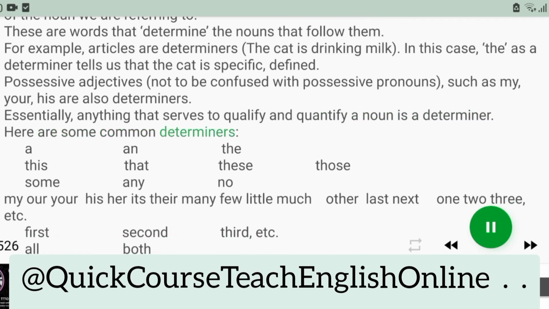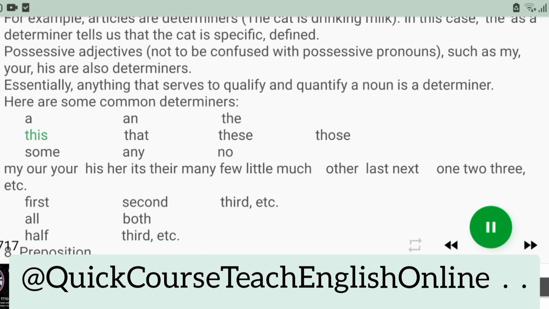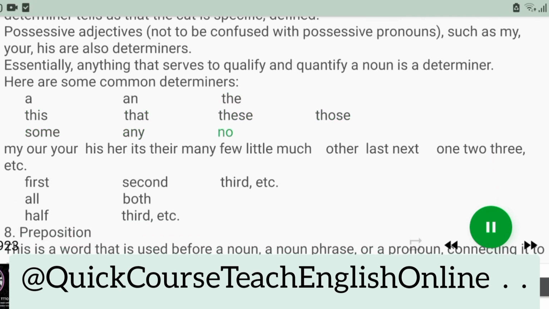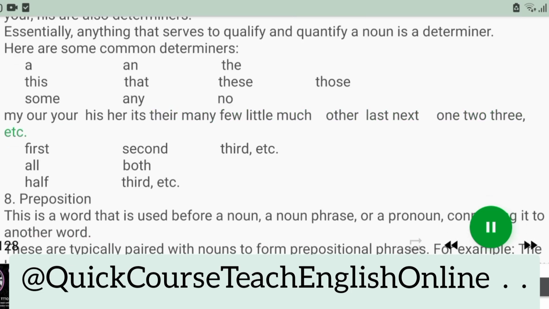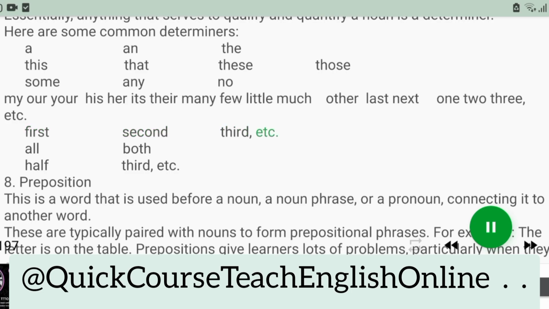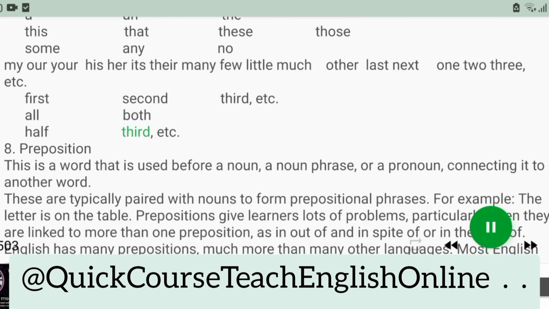Here are some common determiners. A and the. This, that, these, those. Some, any, no. My, our, your, his, her, its, their, many, few, little, much, other, last, next, one, two, three, etc. First, second, third, etc. All, both. Half, third, etc.